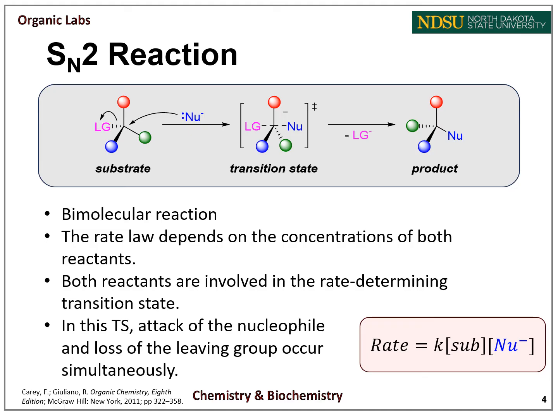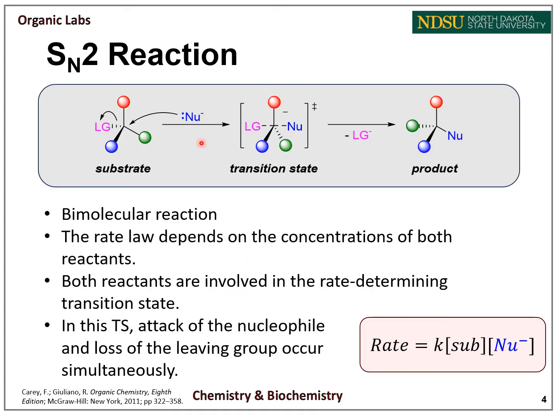Nucleophilic substitution reactions can be broken into two different kinds. The first one I'll talk about is an SN2 reaction. So S stands for substitution, N stands for nucleophilic, and the 2 stands for bimolecular. So this is a bimolecular reaction. The rate law for this reaction depends upon the concentration of both reactants. So here's the rate law down here. It depends upon the concentration of the substrate and the concentration of the nucleophile. And both reactants are involved in the rate determining transition state. That's why this is a bimolecular reaction.